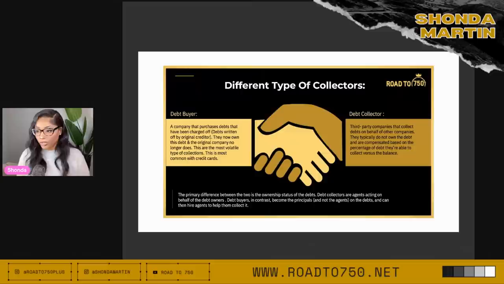A real life example of a debt buyer, and a company that you guys are probably familiar with, are companies like Midland Funding, companies like PRA, Portfolio Recovery Associates. These companies typically will specialize in only purchasing debt. They are typically going to be known as your debt buyers. They only usually go after charged off accounts.